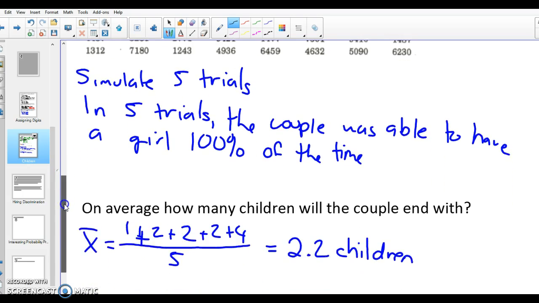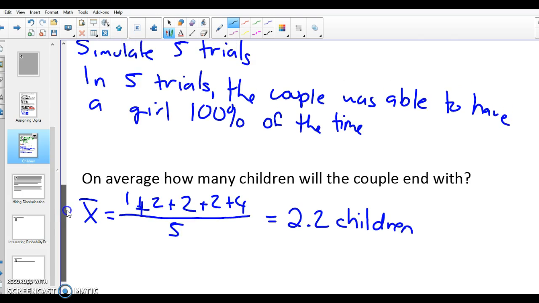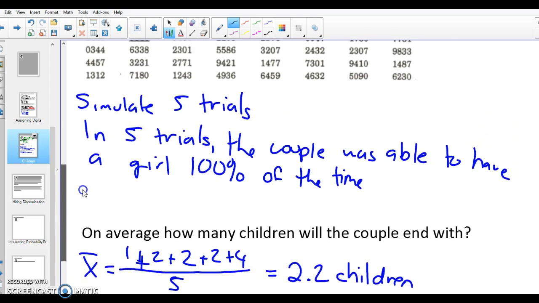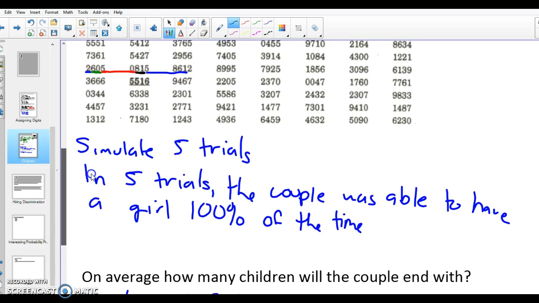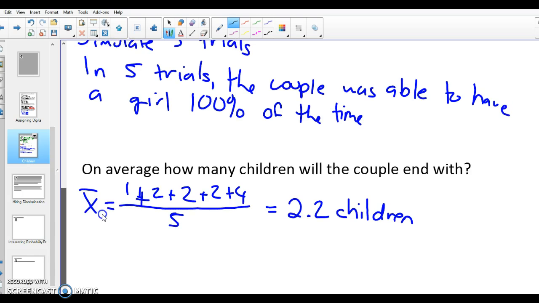And then follow-up question, on average, how many children will the couple end up with? So this could be done with the same assumptions, even the same simulated trials, but instead of looking at whether or not I obtained a girl, now I'm looking at how many children did I have in each trial.